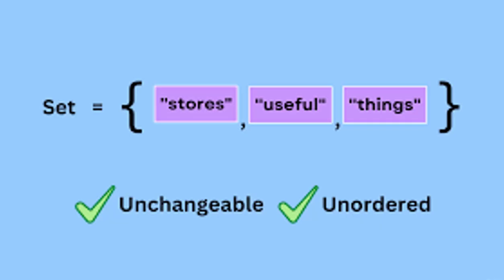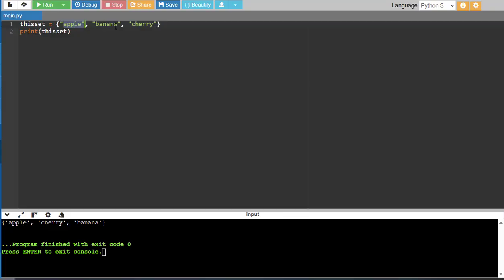One of the distinct features I mentioned about sets is that they are unordered, which means we cannot really be sure in which order the items will appear. So even though I have apple, banana, and then cherry, notice that here I got apple, cherry, then banana. And if I run the program again, the order might change again. And indeed it did. So now we have banana, then cherry, then apple.